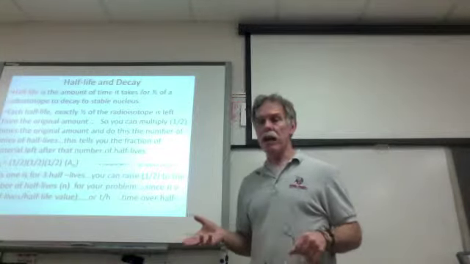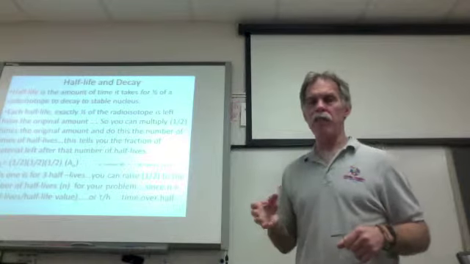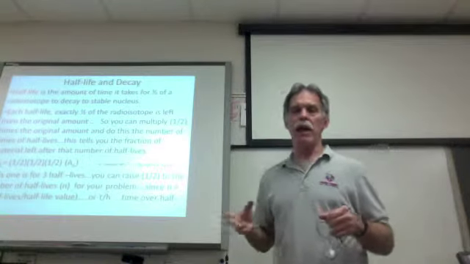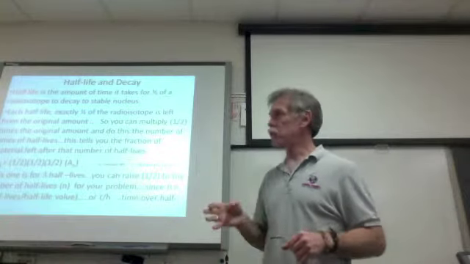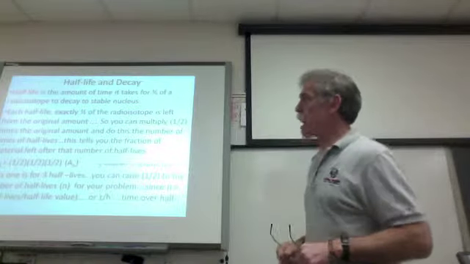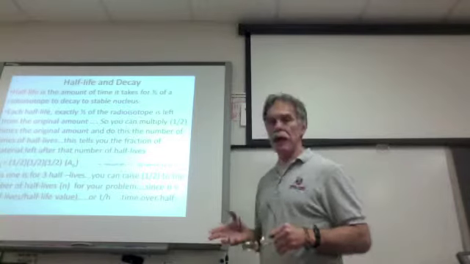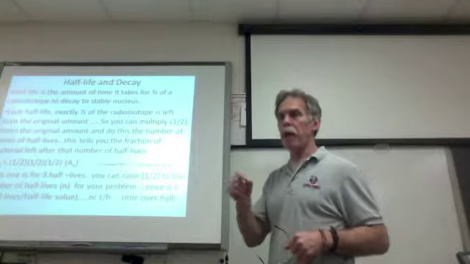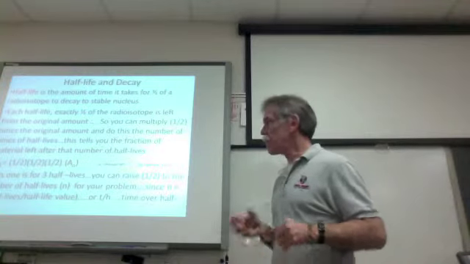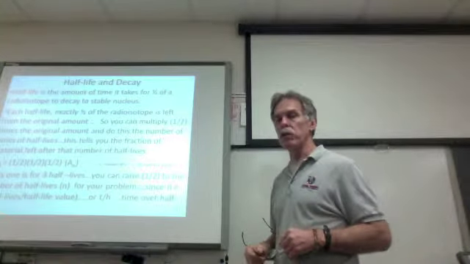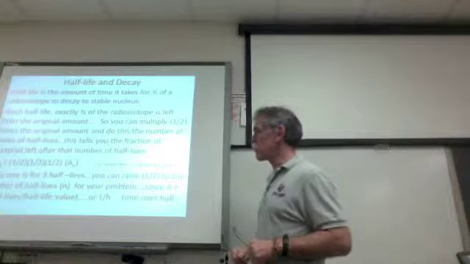So if we had 10 grams, after 1 half-life, there'd be 5 left. After 2, there'd be 2.5. After 3, there'd be 1.25. After 4, there'd be 0.625. So the math and the logic of this is that you can basically just multiply by 1/2 for the number of half-lives, and you figure out how much you have left. There are some other ways to do this. There's a mathematical formula I'll give you if you want to use that.